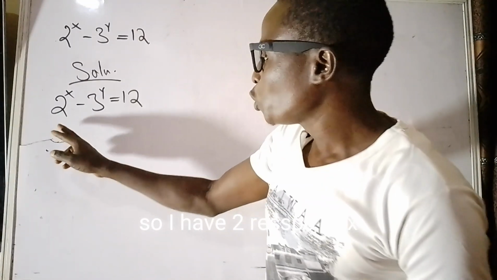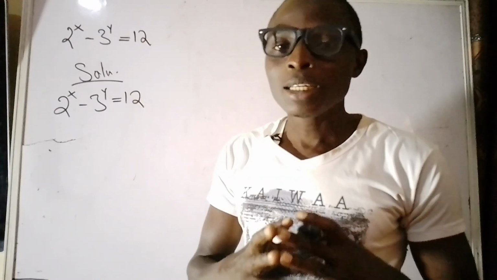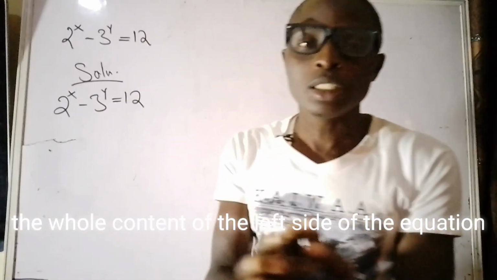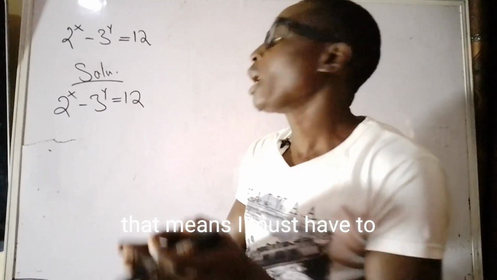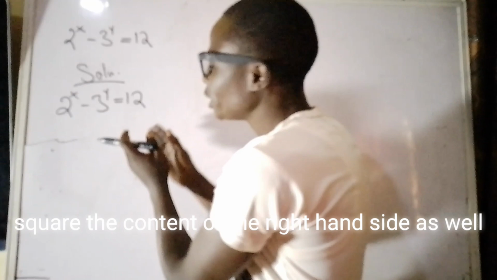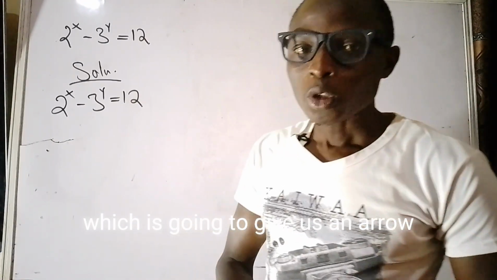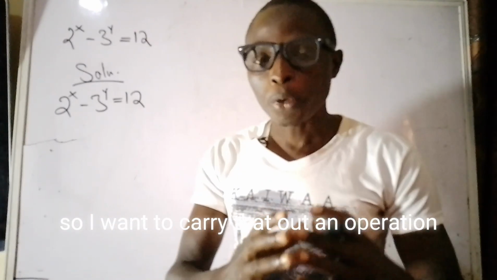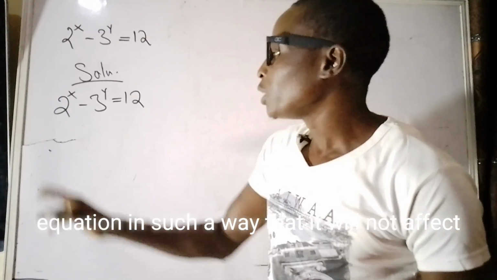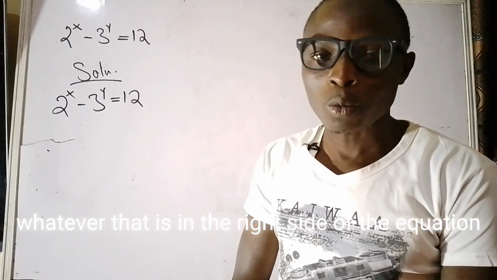So I have 2 raised to the power of x, I have 3 raised to the power of y. If I am to square the whole content of the left side of the equation, I must square the content of the right hand side as well, which is going to give us an error. So I want to carry out an operation on the left hand side of the equation in such a way that it will not affect whatever is in the right side of the equation.